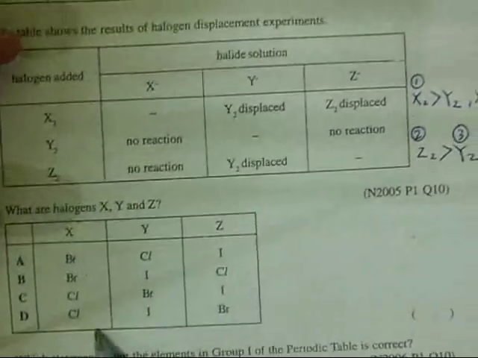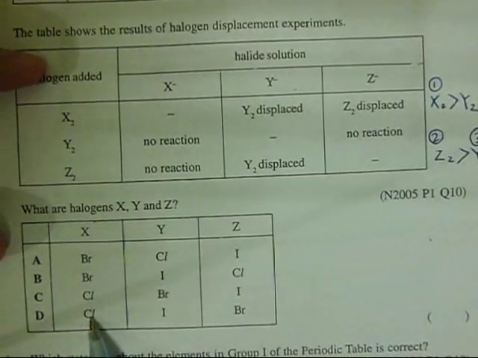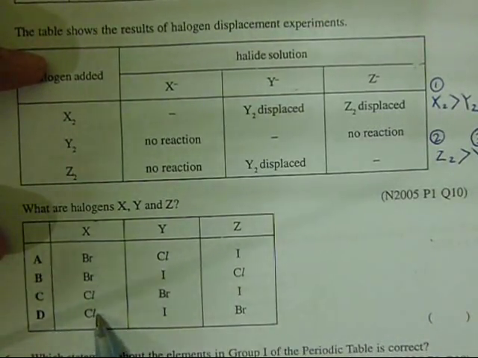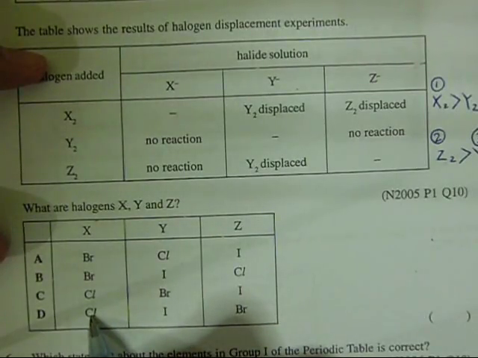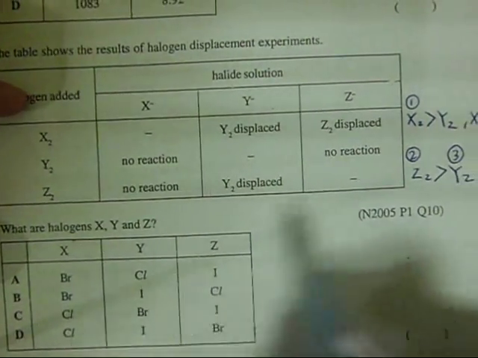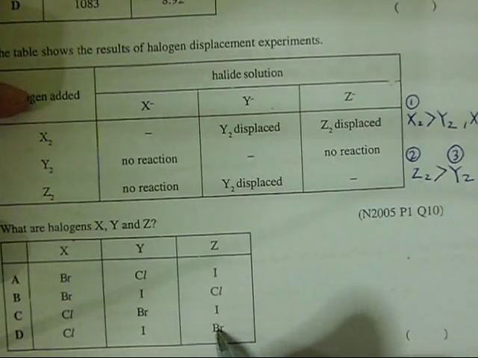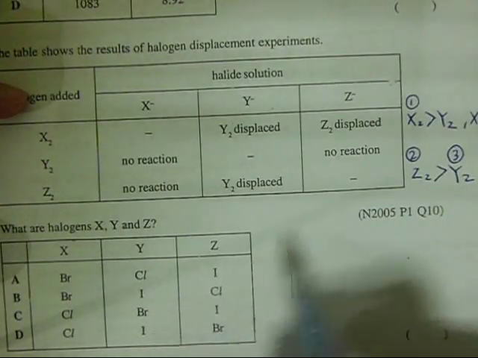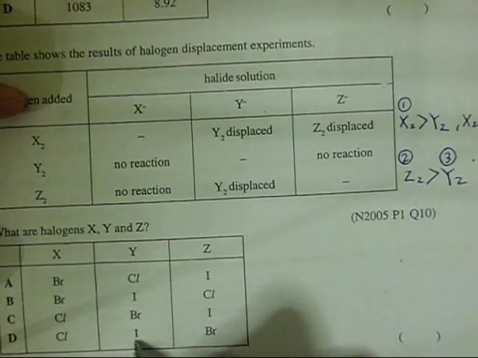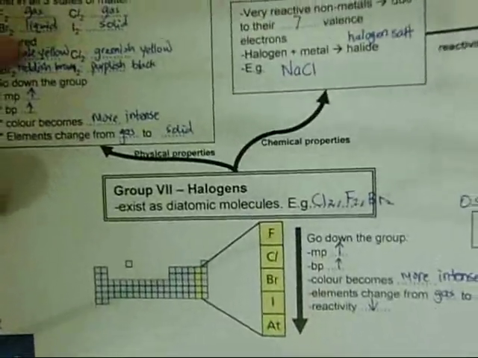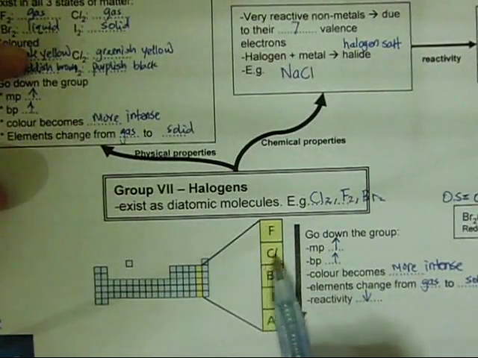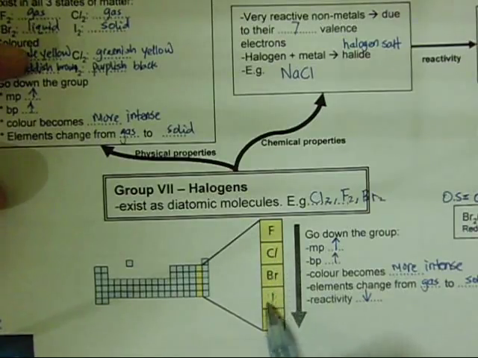So from here we can say that the most reactive, of course, is chlorine. If you look at the position of the halogen, the most reactive is chlorine, followed by Z, right? So your Z is the second most reactive, that will be bromine. And then the least reactive is Y, that will be iodine. So the answer is D. Okay, just now I was comparing it with this. Chlorine most reactive, bromine second, third one is iodine.